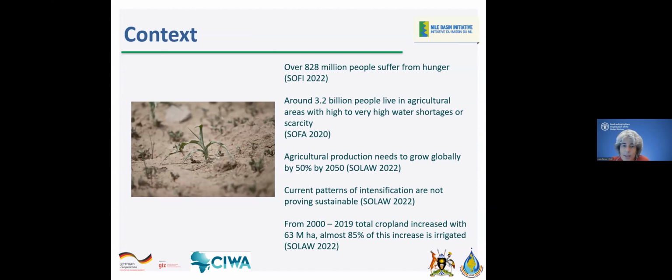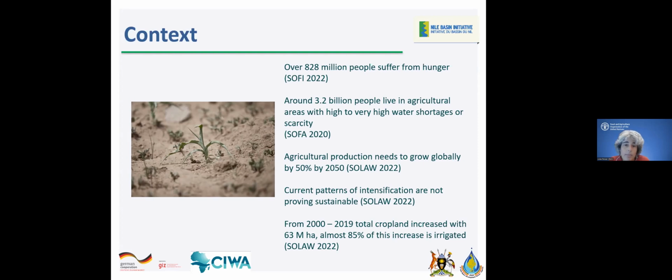That of course brings me to why food, agriculture and water are so much related these days. And this can be easily, unfortunately, captured in a few figures from the FAO flagship publications. The State of Food Insecurity says that over 828 million people still suffer from hunger. This figure is growing in the last years, after a few years of overall decrease, more because of climate change and conflicts.